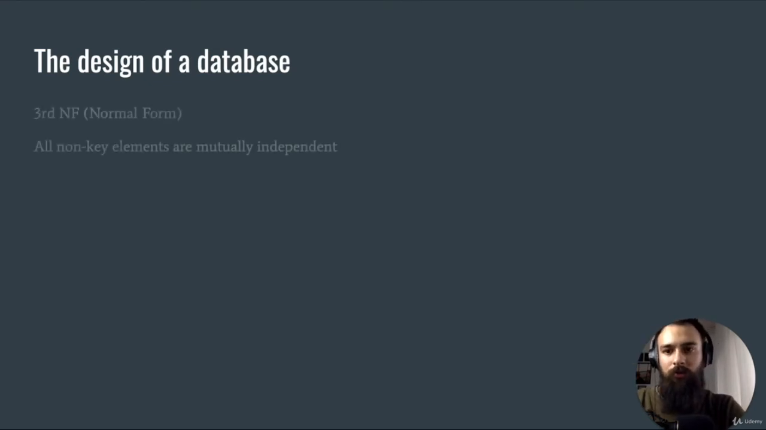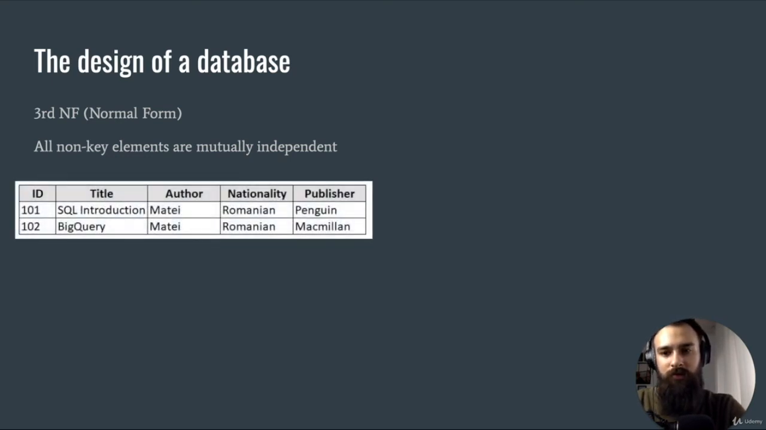And the third normal form tells us that all elements that are not keys are mutually independent. I also took an example, this time with two books, SQL Introduction and BigQuery. Both are written by the same author with the same nationality, but the publisher is different. One is Penguin, one is Macmillan. In this example, we can see that for every book that Matei as author wrote, the nationality is the same. That means the nationality is dependent on the author.